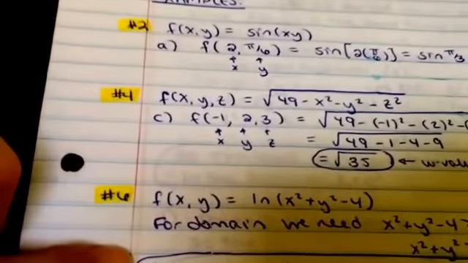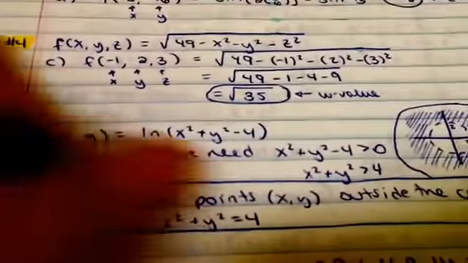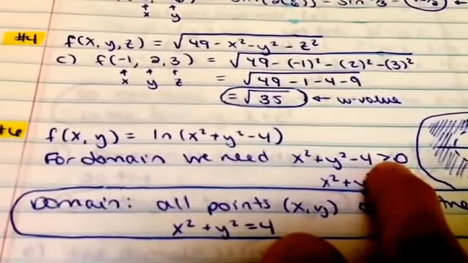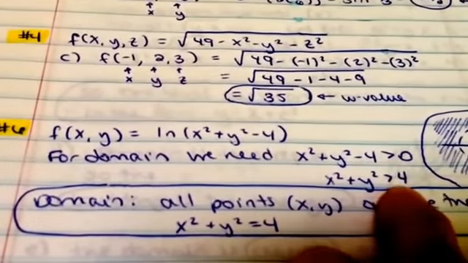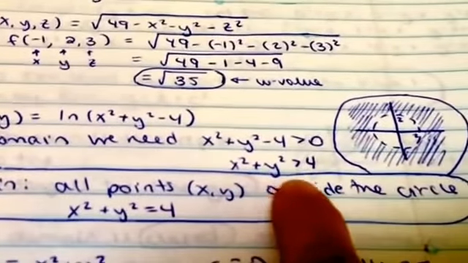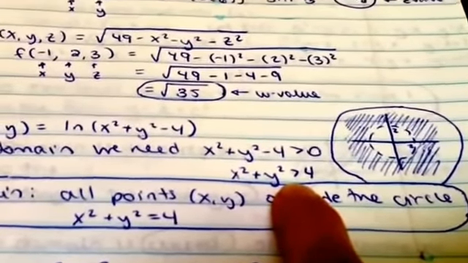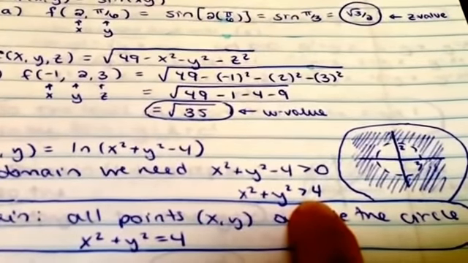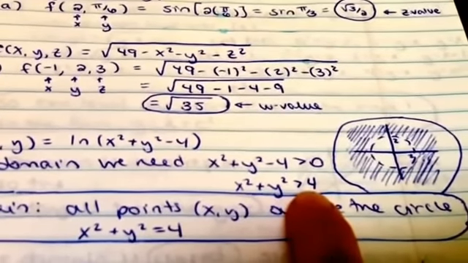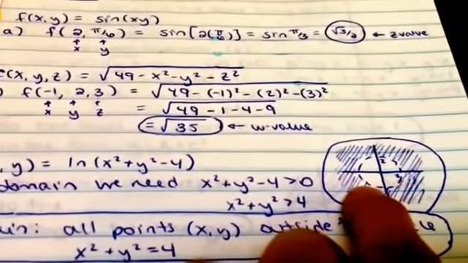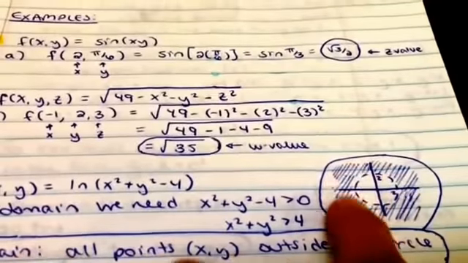So number 6, I have a log. So the thing I'm taking the log of needs to be greater than 0. So I set it greater than 0, move the 4 over. That would be a circle. So it does not include the surface of the circle, or the edges of the circle, and it includes all the points outside of it. So I would draw the circle but make it dotted because it doesn't include the points on the circle itself, and then shade everything outside.